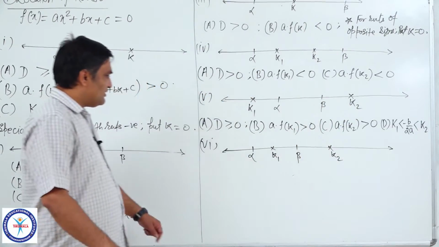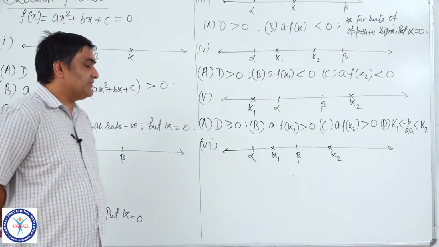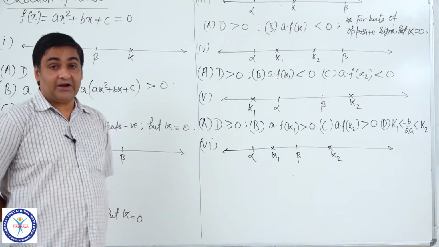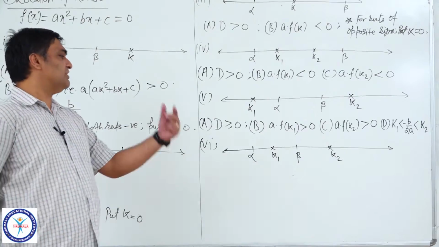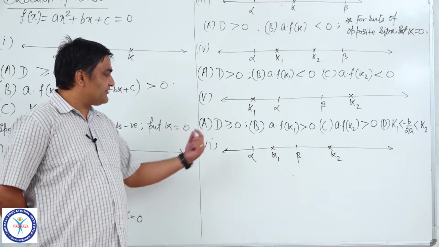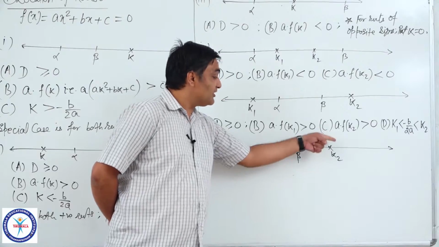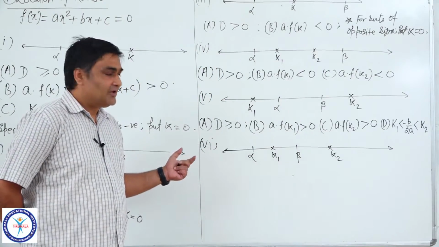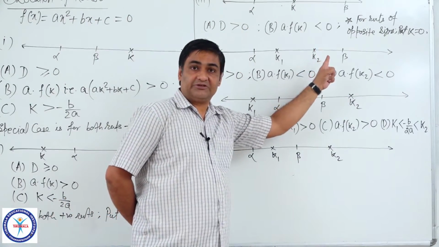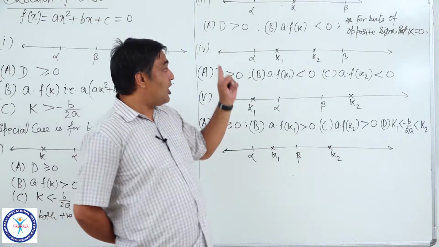Like this. What we call: one root is smaller than 2, the other is greater than 2 but less than 5. One root is smaller than 2, the other is greater than 2 but less than 5, like this. So when you plot the condition of the question on the number line, you will realize how to proceed.